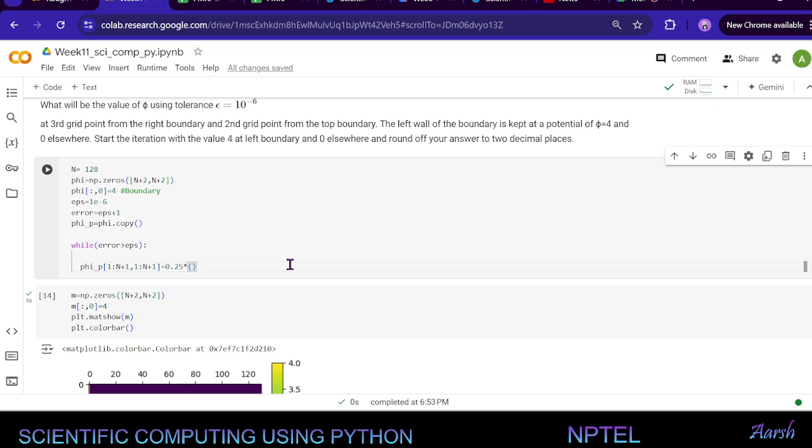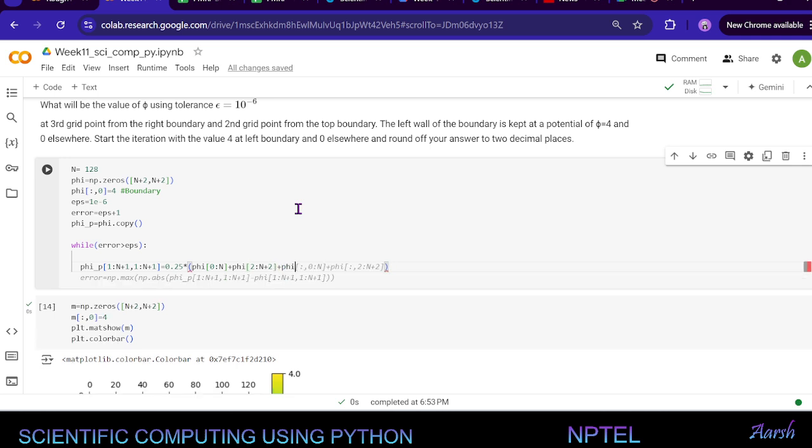Okay, so let's write the neighbors of the old array, which is phi of. Left neighbors would be 0 to n, right neighbors will be 2 to n plus 2, and then the top neighbors, yeah, it already gives. Top neighbors is going to be, no, this is not correct, is it? No, it's just 1 to n and 2 to n plus 1, and the down neighbors would be 1 to n and 0 to n. This will be n plus 1.